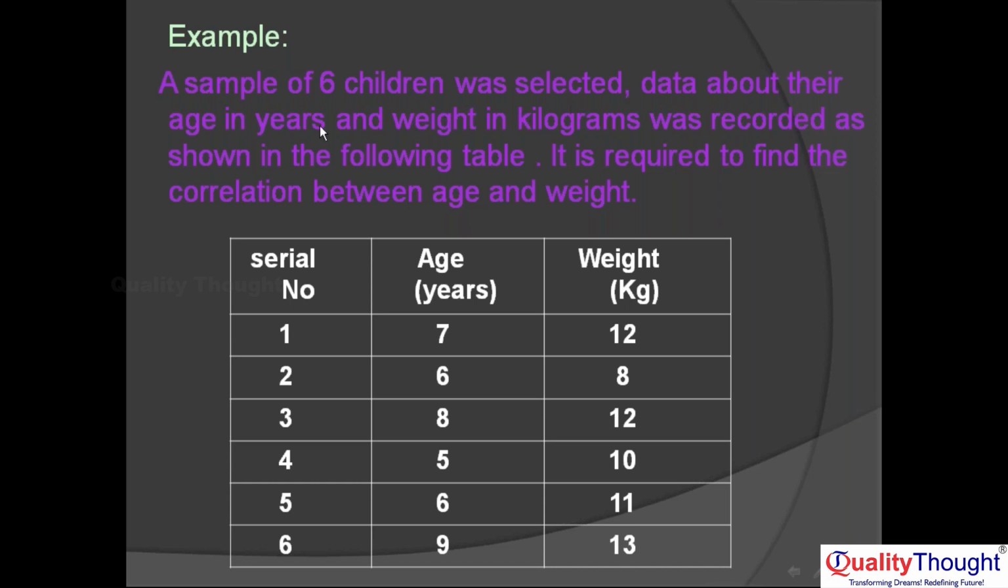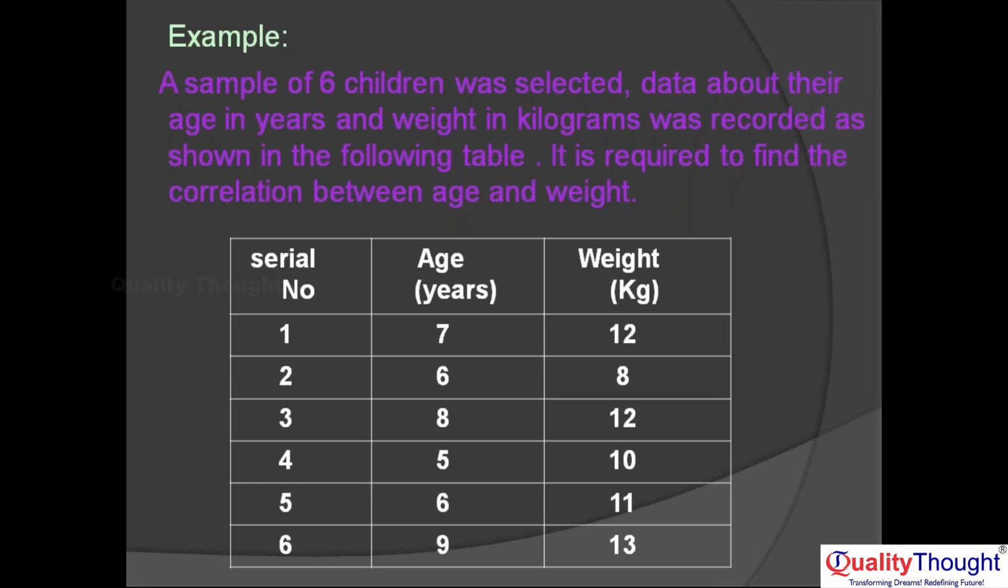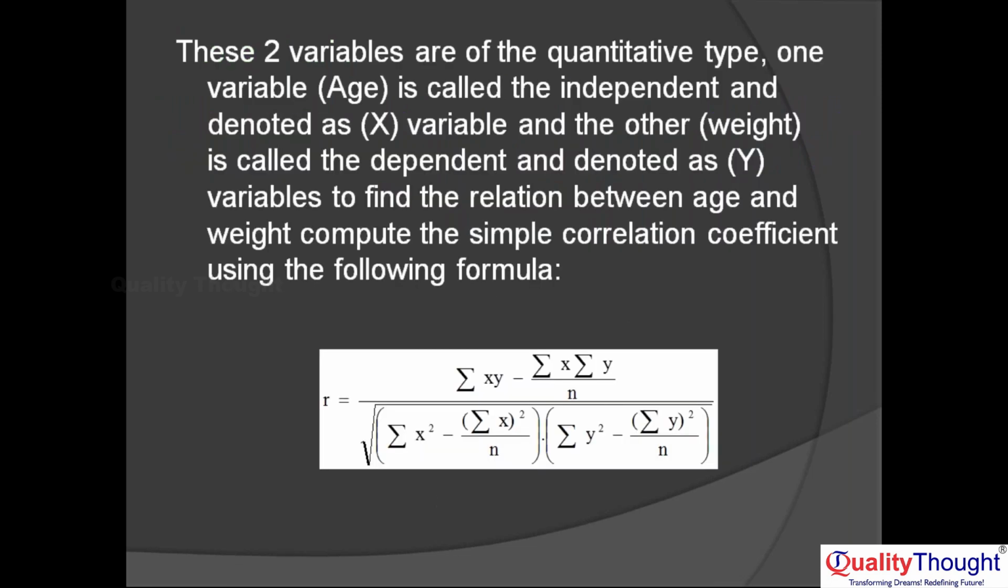Data about their age in years and weight in kilograms were recorded as shown in the table. It is required to find the correlation between the age and the weight. So the data is there already. We have the values of each and every variable with us. Now let us substitute these values in the given formula.